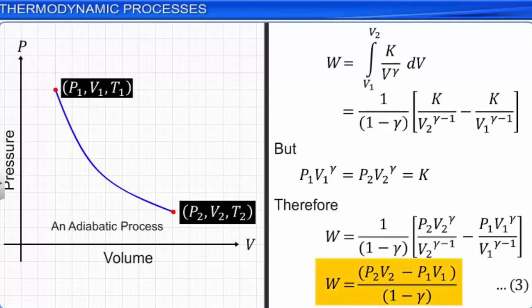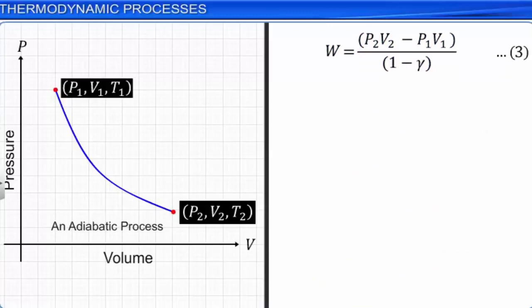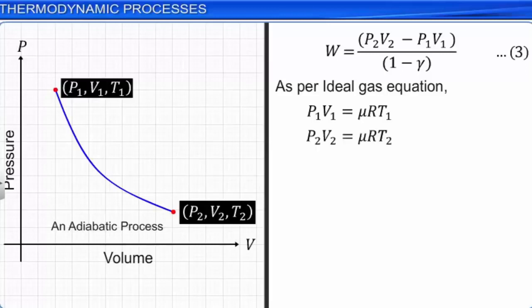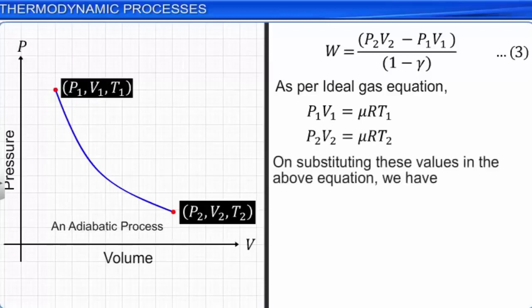We know that according to the ideal gas equation, P1V1 is equal to mu RT1 and P2V2 is equal to mu RT2. On substituting these equations in the above equation, we have W is equal to mu R into T2 minus T1 by 1 minus gamma. Equations 3 and 4 are the mathematical expressions for the work done by a system in an adiabatic process.